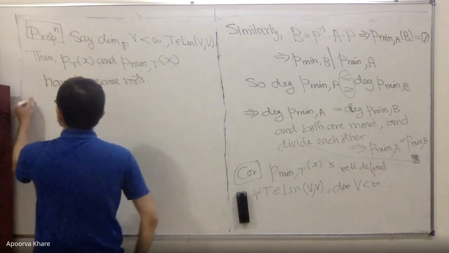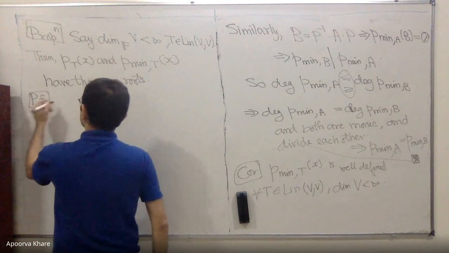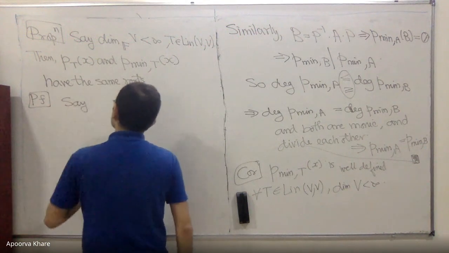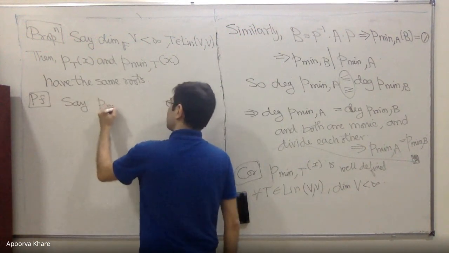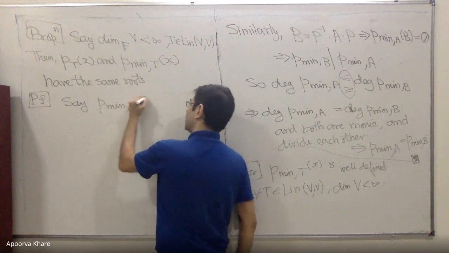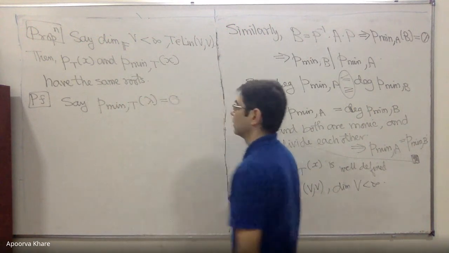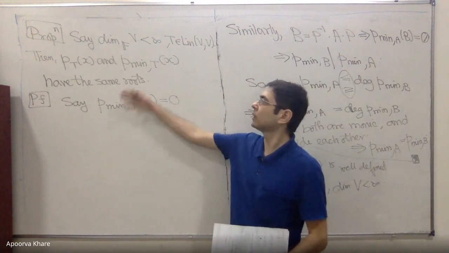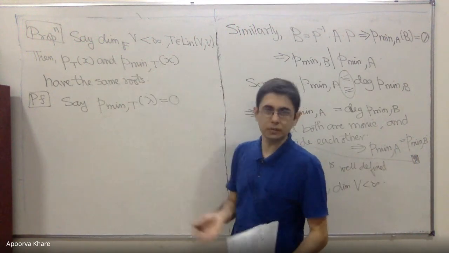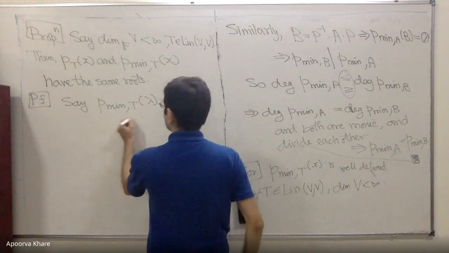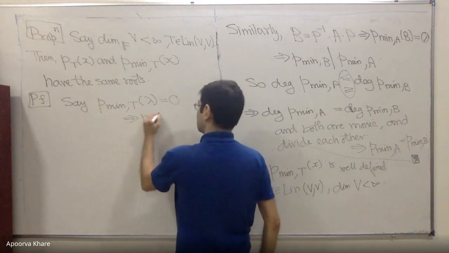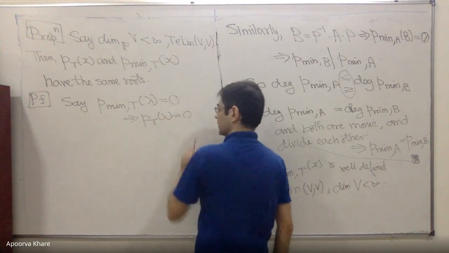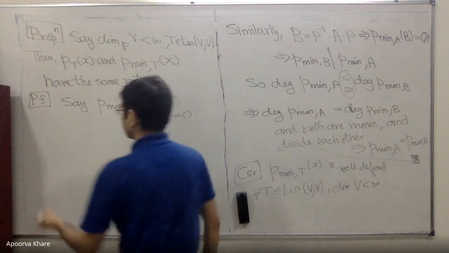Proof. Say P min comma T of lambda equals 0. Suppose lambda is a root of the minimal polynomial, then obviously because the minimal polynomial divides the characteristic polynomial, that also works. This is obvious. It's the converse that we want to see.